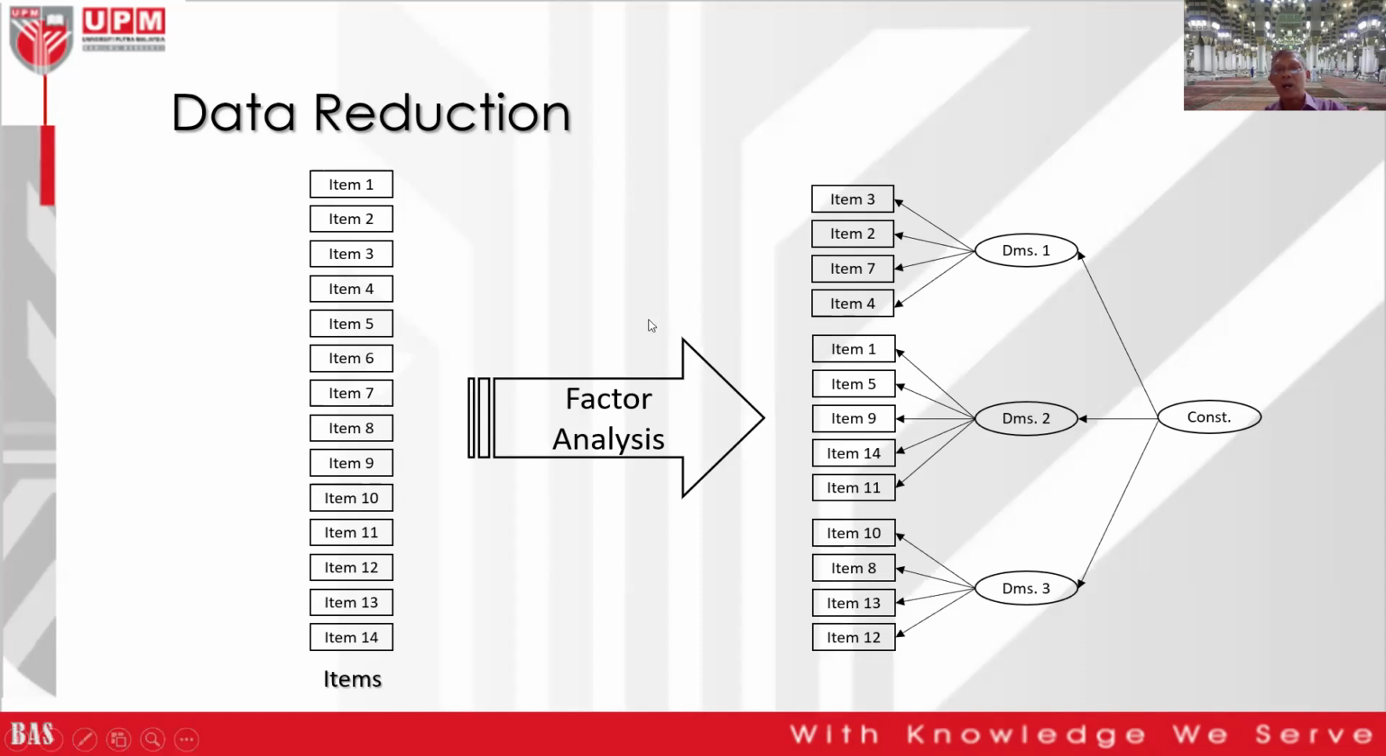And from here, each of the dimensions has specific items to be used to measure the dimension. So that means your research will become more meaningful rather than just having one main construct. Now you have dimensions of the construct. That process is called data reduction.